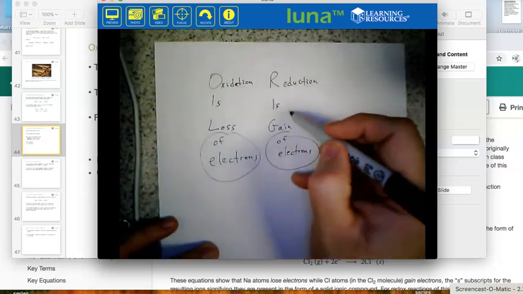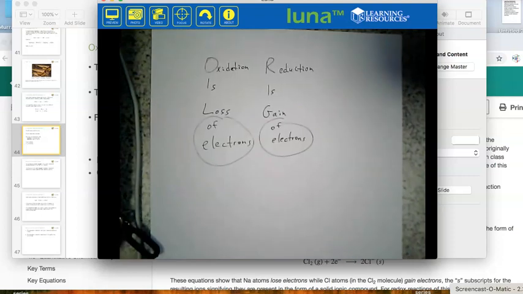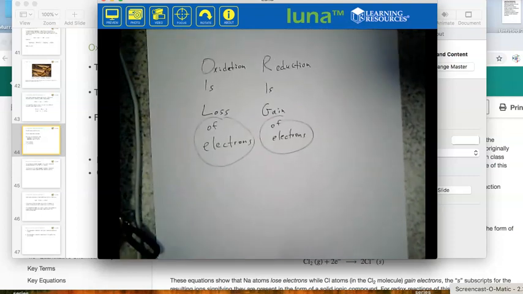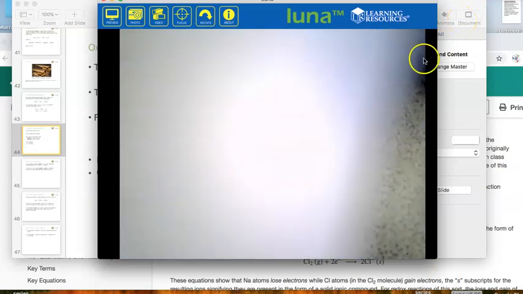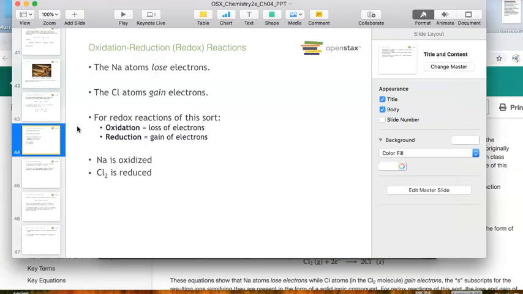OIL RIG. Oxidation is loss, reduction is gain. So, gain of electrons is reduction. Oxidation is loss of electrons. All right, so going back to our slides here.